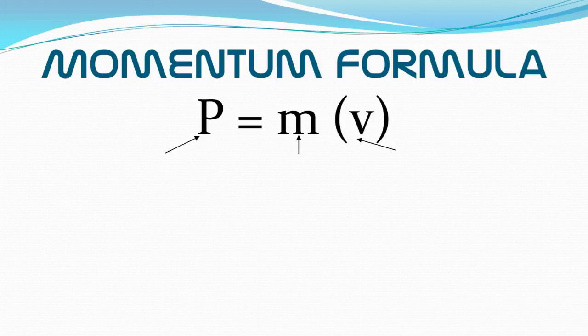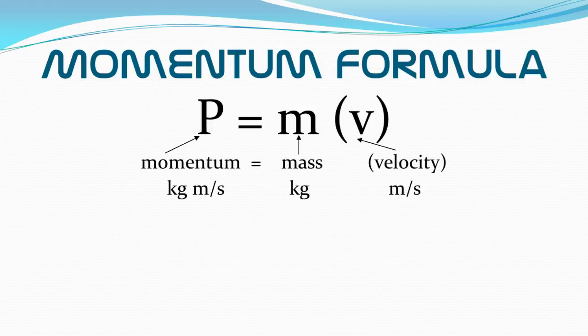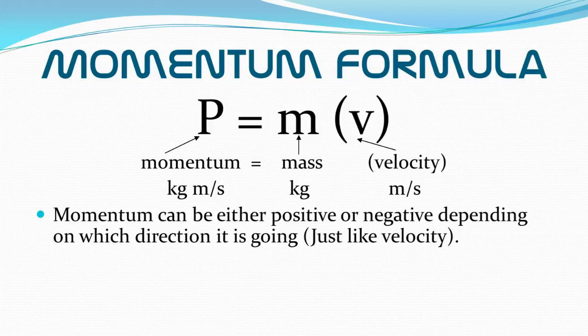Here's our formula. P equals m times v, or rho equals mass times velocity. The P, or rho, represents momentum. The unit for momentum is kilograms meters per second. M in our formula represents mass in kilograms, and V represents velocity in meters per second. Momentum can either be positive or negative depending on the direction. If I'm moving forward, I have positive momentum. If I'm moving backwards, I have negative momentum.